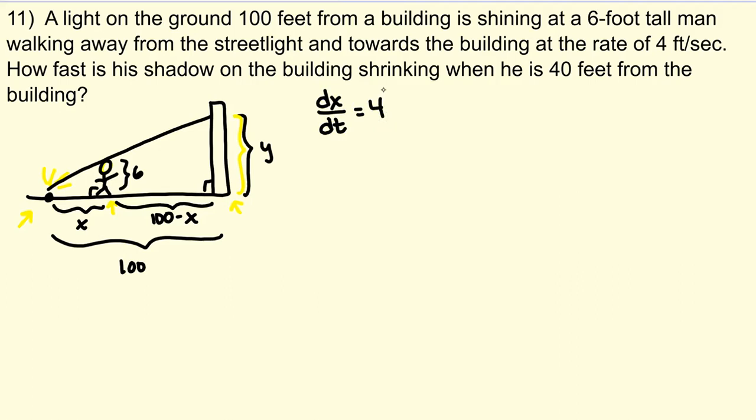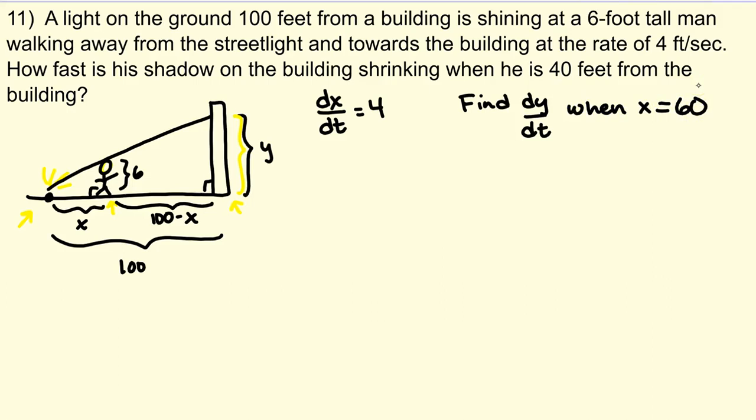What do we want to find? How fast is his shadow shrinking? So we want to find dy/dt, that would be the rate of change of the shadow at the moment when he is 40 feet from the building. So that means that x would be 60, so that 100 minus x is 40.